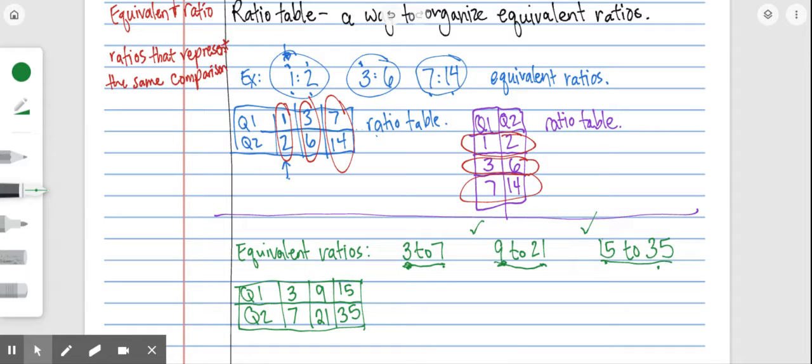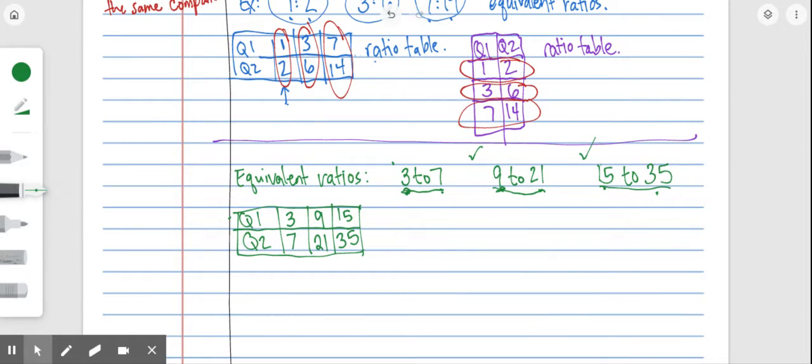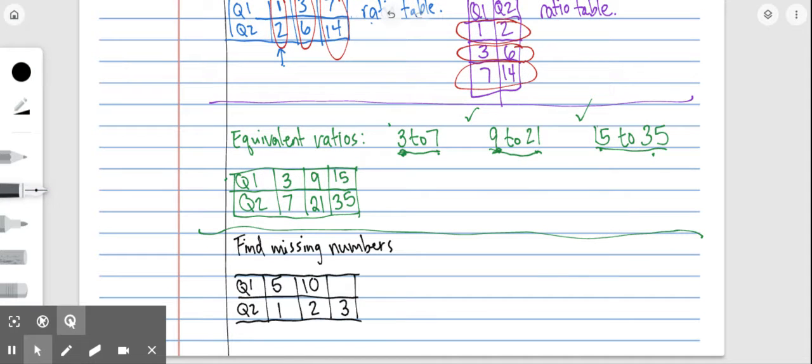Cool, so we set it up just by taking these ratios and putting them into our ratio table. So a ratio table is just a way to organize equivalent ratios, okay? So now let's take a ratio table that's been given to us, and let's see if we can find what numbers are missing. All right, we'll start with something a little simple, okay?